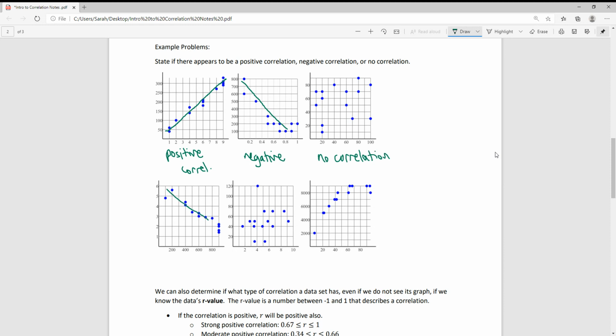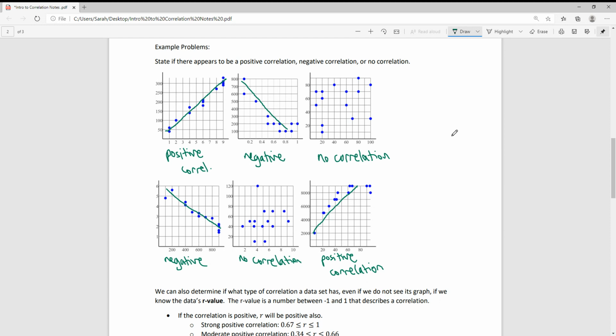This next one is another negative correlation. Those points are going in a negative direction. The line has a negative slope. This one right here is another no correlation. There's no one line that best represents those. Can't tell if it's positive or negative. Whereas this last one would be a positive correlation. We'll talk more in the future about how to find those lines that best fit. For today, we're just going to focus on what type of correlation we're looking at.